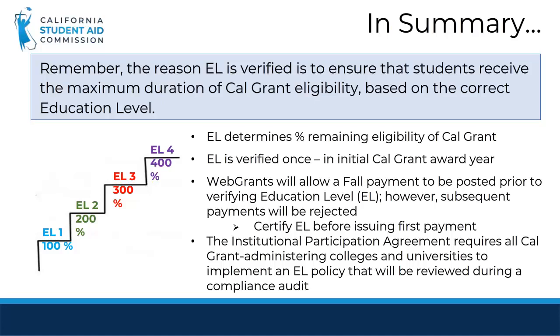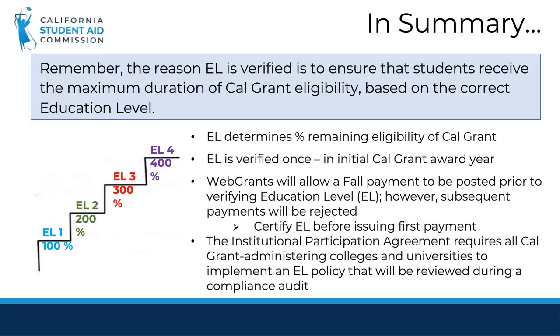In closing, remember these important tips. Not only does EL determine lifetime remaining eligibility, it is only verified once by the school that posts the first Cal Grant payment. And while WebGrants will allow a fall payment to be posted prior to verifying education level, it is best practice to verify before paying the student to avoid overpaying, like we saw in the example of the student being paid Cal Grant B as an EL2, but actually being an EL1.